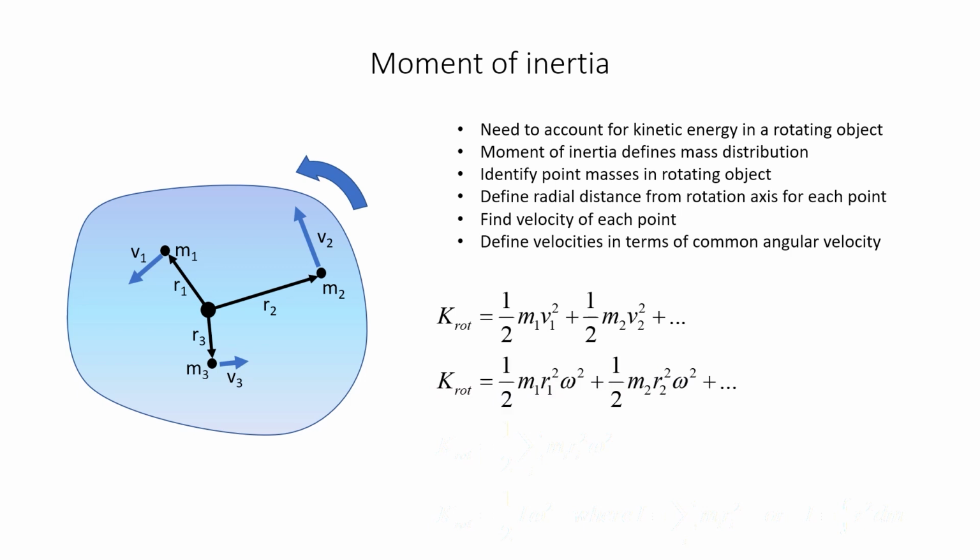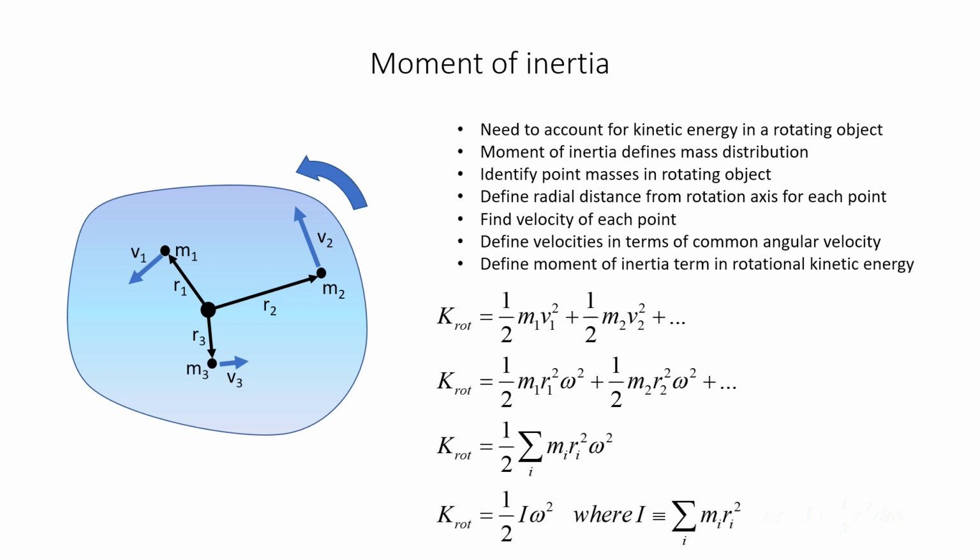Now, since it's rotating about an axis, we can write each of those velocities as r omega. They all have the same omega. They have different r's. So we write the rotational kinetic energy as 1/2 m1 r1 squared omega squared plus 1/2 m2 r2 squared omega squared plus all of the other points. We can write this as a sum on i of m_i r_i squared. The rotational kinetic energy equals 1/2 the sum on i of m_i r_i squared, times omega squared.